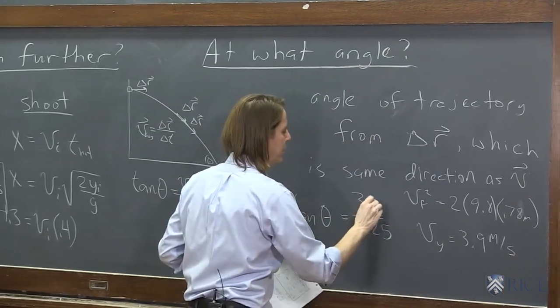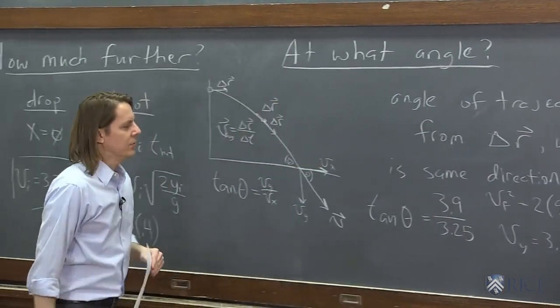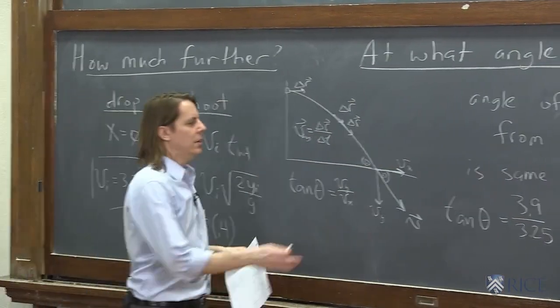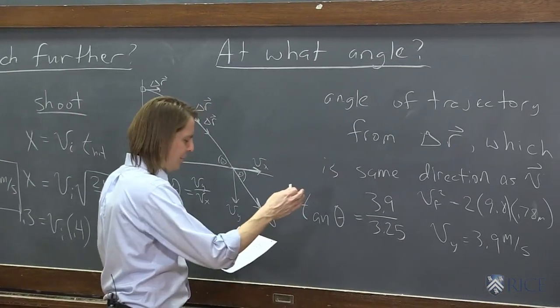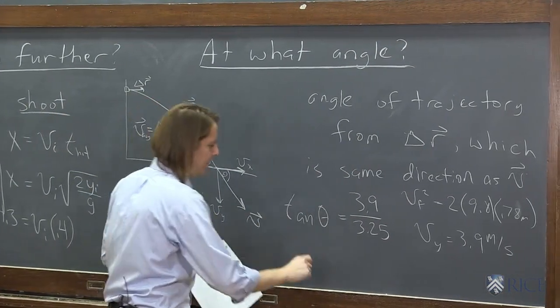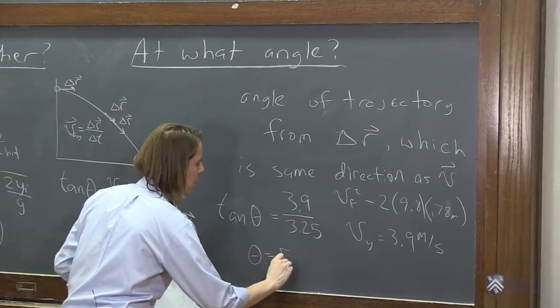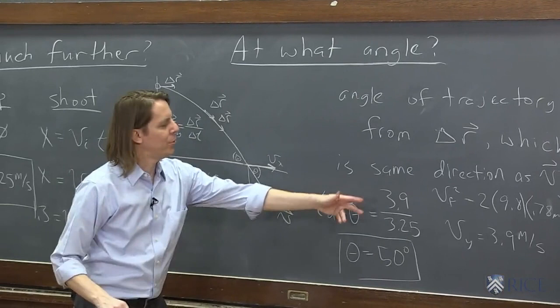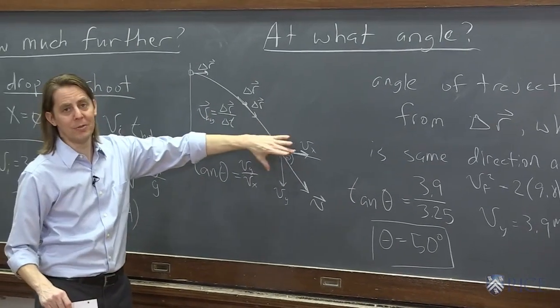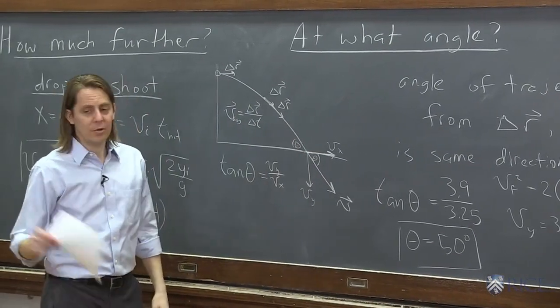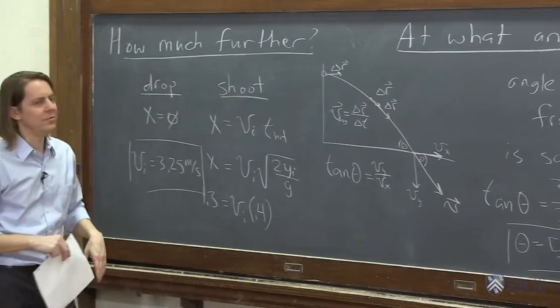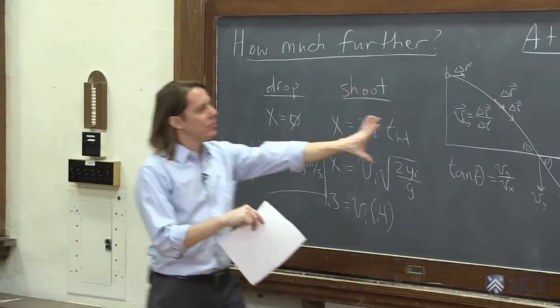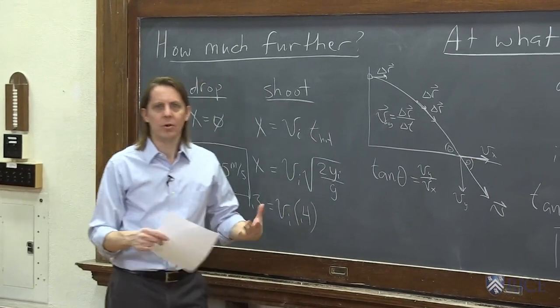So 3.9 here. You get something a little bit bigger than 1. Inverse tangent of whatever that is, a little bit bigger than 1, and you get theta is 50 degrees. As you'd expect, it landed when the two components were about the same, so it's near 45 degrees, right? It's 50 degrees. So if you watch the video, maybe you can tell it really was at 50. So this is how you can use kinematics to get much more than just where something ended up.